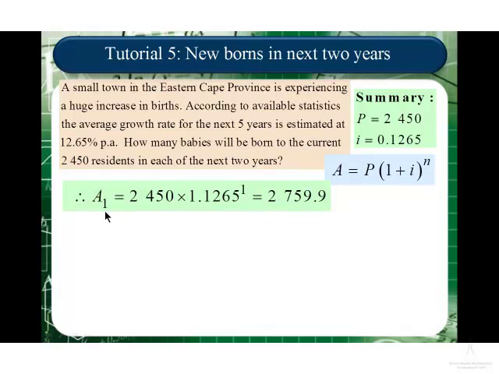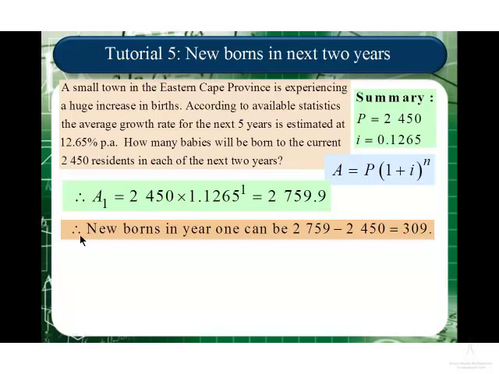After 1 year we have 2,759.9 people in the town. And clearly we must discard the 0.9. We cannot have 0.9 of a person, whether it's a baby or otherwise. So we settle on 2,759 people at the end of year 1. That means that the number of newborns in year 1 is the difference between the initial number of people, 2,450, and the number of people estimated at the end of that year, 2,759, which gives us 309 newborns for year 1.